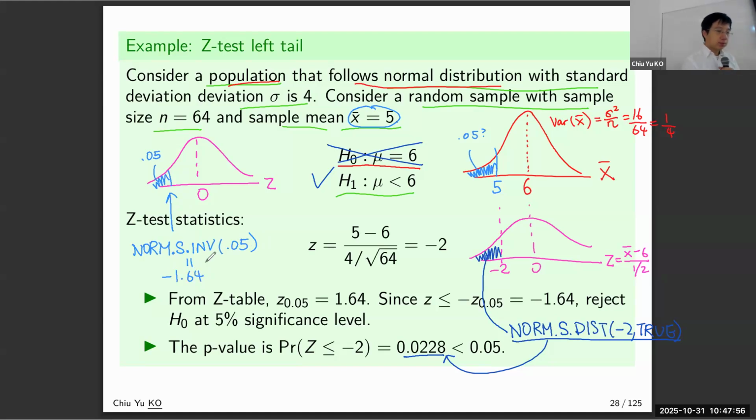Okay. And your data is actually -2, which is here. So it's inside the region of rejection, right? So you also reject in this way. Okay. So either using this p-value method or the critical value method should lead to the same answer. Is that clear?